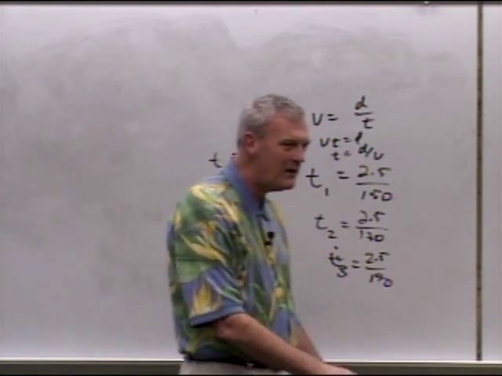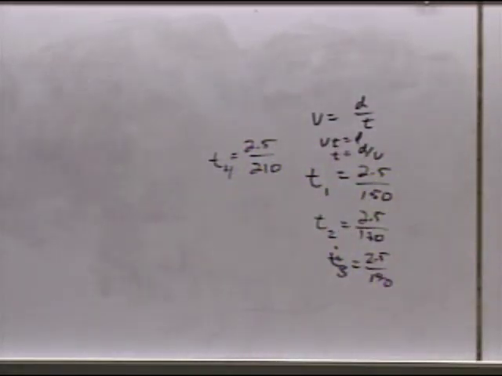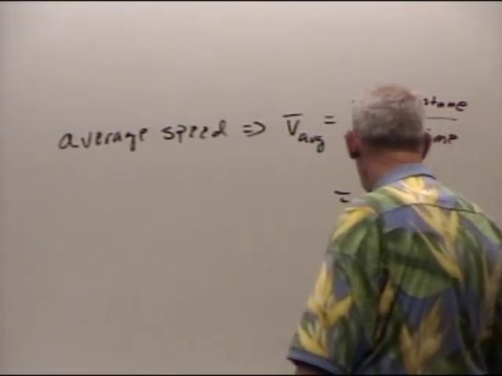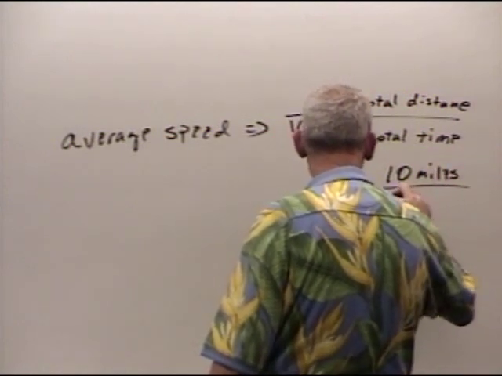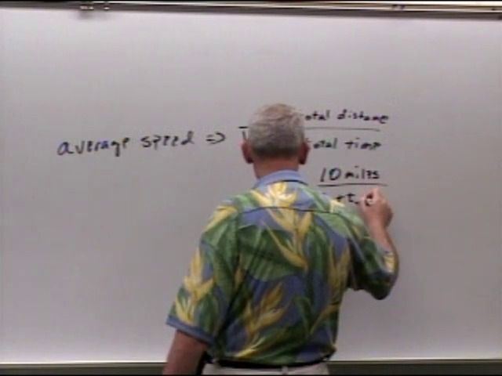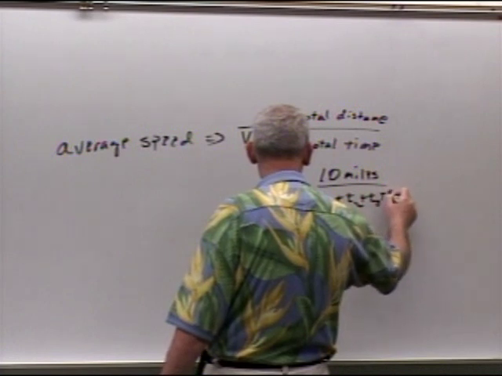So he goes four laps. What's his total distance here? How many miles did he go? 10. But what's his total time? So he went 10 miles. And then you've got to figure out T1 plus T2 plus T3 plus T4.